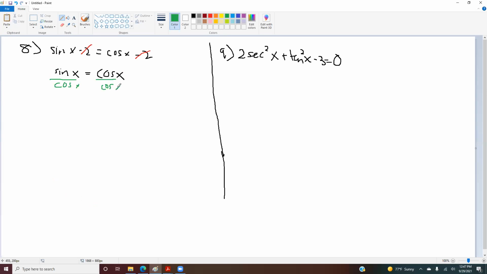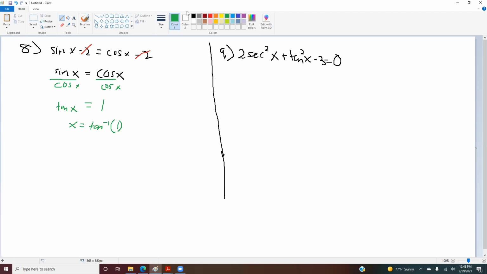The reason we divide is because we know the division of sine and cosine. Does anyone know what sine divided by cosine is? Tan. This is tangent x. And cosine divided by cosine is 1. So x in this case is the arctangent of 1.